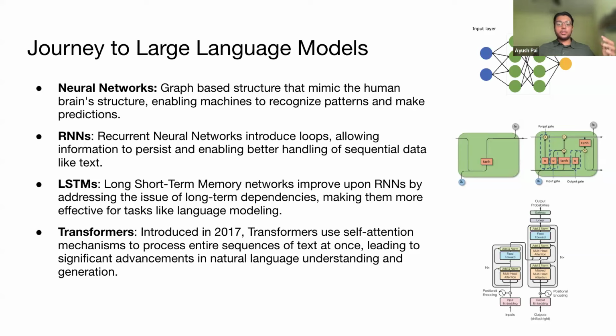Transformers utilize self-attention mechanisms to process entire sequences of text simultaneously rather than sequentially. This innovation has led to substantial improvements in natural language processing and is the architecture behind all of these large language models that you see today. The developments of neural network architectures have paved the way for the development of LLMs, which we'll explore in the next couple of slides.